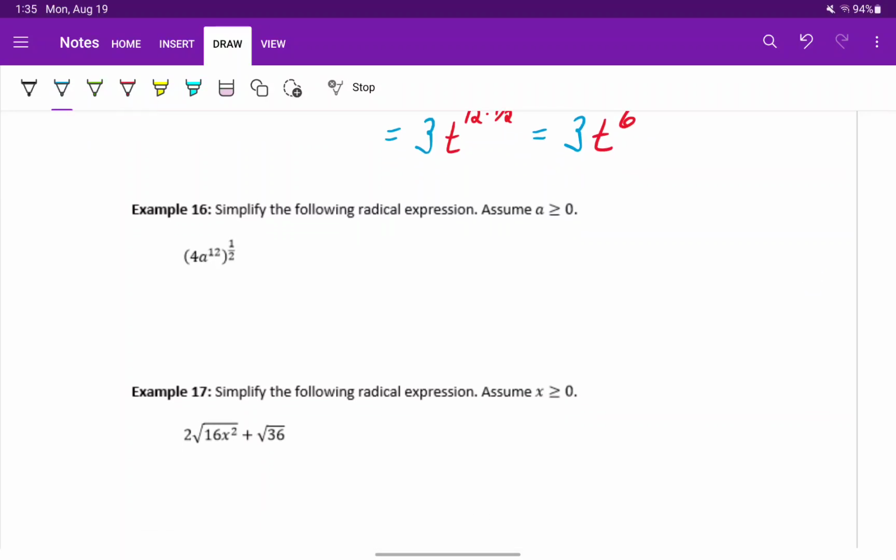In example 16, we have a similar problem, but rather than being written with radicals, this is written with an exponent. Since we again have factors, values being multiplied together, we can break this up into the product of two separate values raised to the same exponent, meaning we can rewrite this as 4 to the 1/2 power times a to the 12th to the 1/2 power.